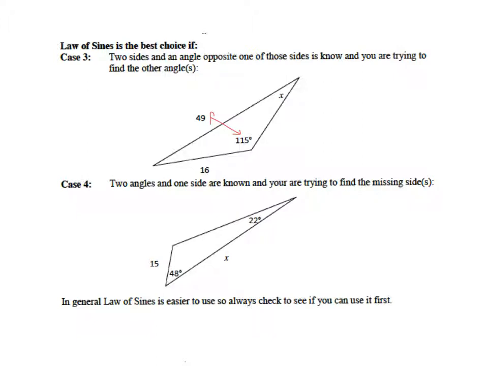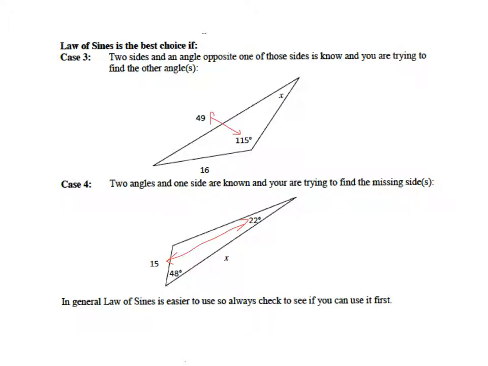But with this one, two side lengths and one angle, then you can use the sine law to find the other angle. Or case 4, two angles and one side are known, and you're trying to find the missing side. But again, we're looking for that pair. 15 and 22, that's a pair, an opposite angle-side pair. With two angles and one side length, then you use the law of sines. And it says here at the bottom, in general, law of sines is easier to use. Most people find it easier to use, so always check to see if you can use it first.